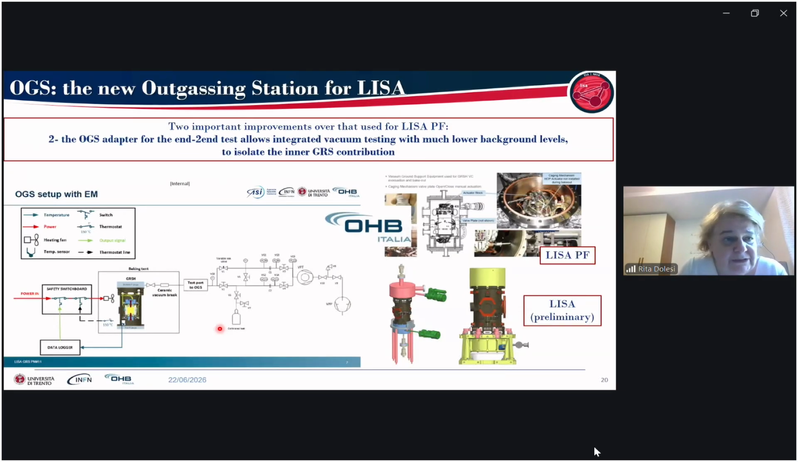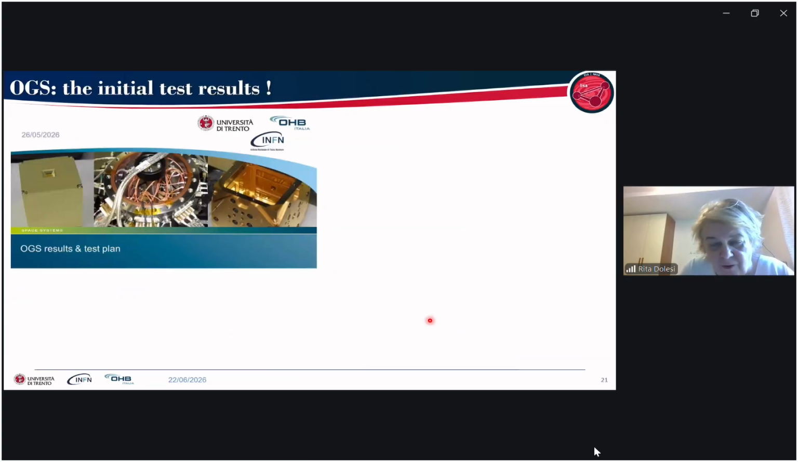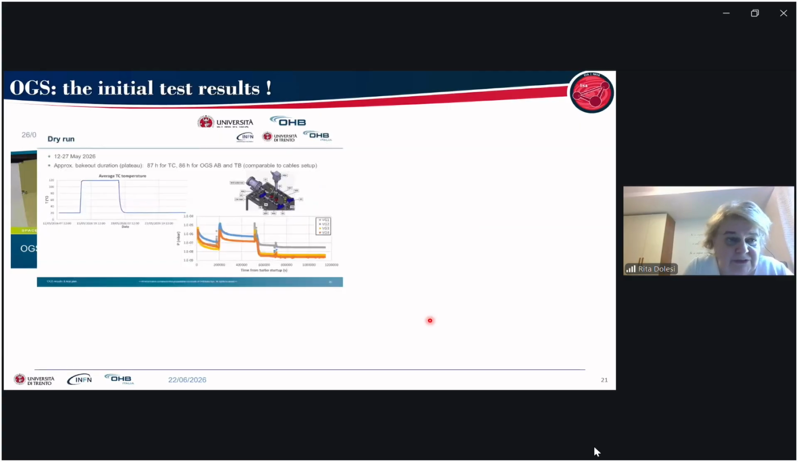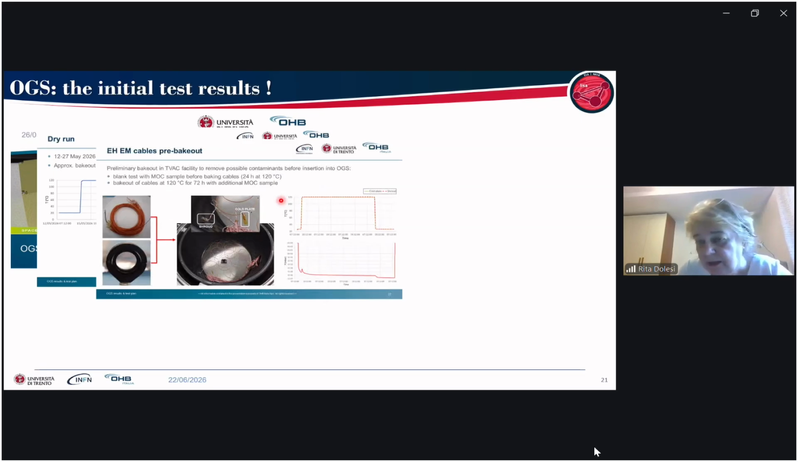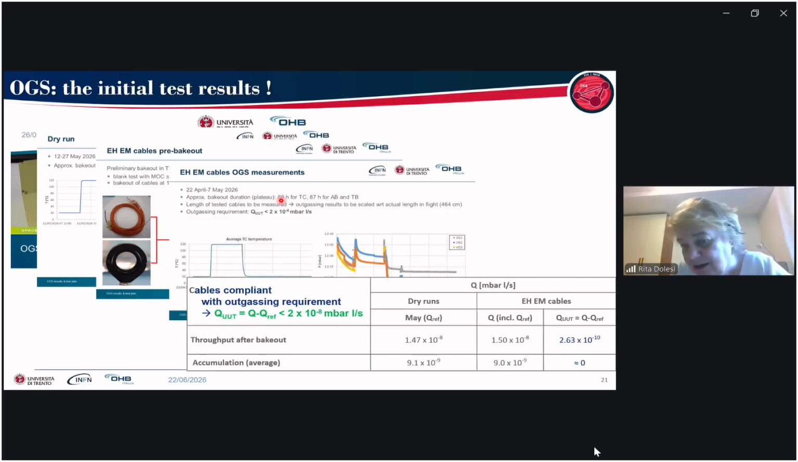Another important improvement is related with the possibility to pump and so perform the bake-out just of the inner part of the gravitational reference sensor, so that we can isolate it from additional contamination and also to isolate and measure exactly, or more accurately, its contribution to the overall outgassing rates. There are already measurements that have been performed very recently. They performed a dry run in order to characterize the level of the outgassing of the station, and then the first test was made with the electrode housing cables, that at the end resulted to be compliant with the maximum outgassing requirement.